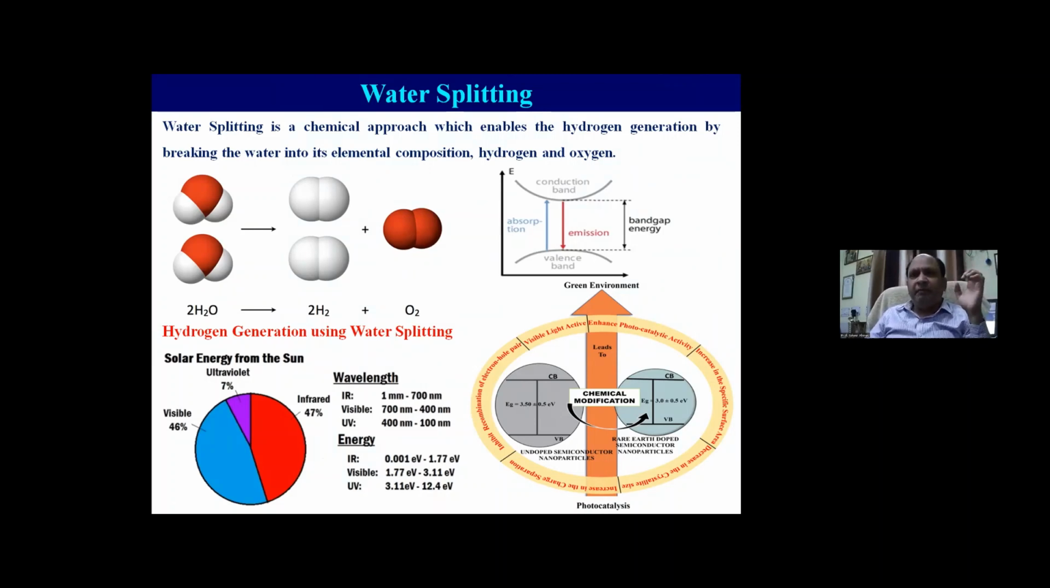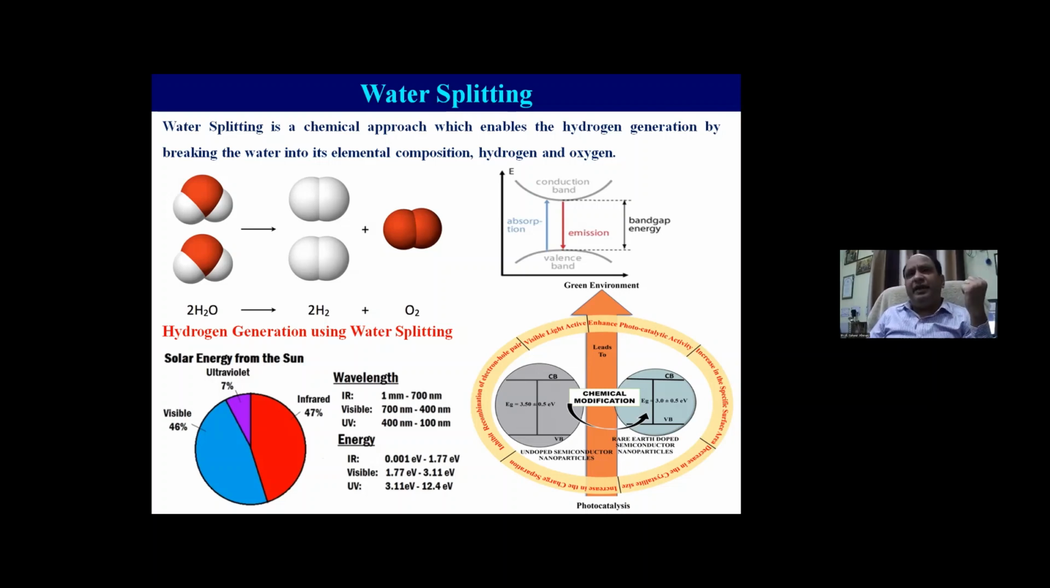This phenomenon is not so easy. It requires the presence of a catalyst, and the second is light. Light is required to generate electrons from the nanocatalyst, and these electrons are used to reduce H plus ions in the aqueous solution. And the best source of light is solar light. In the solar light spectrum, the maximum component is visible light, so we need to design visible light active materials.